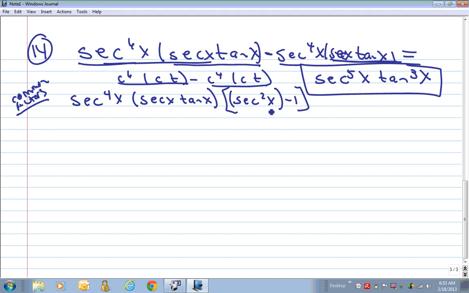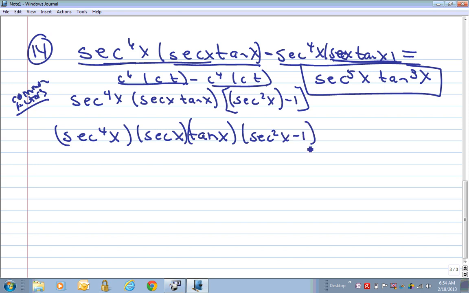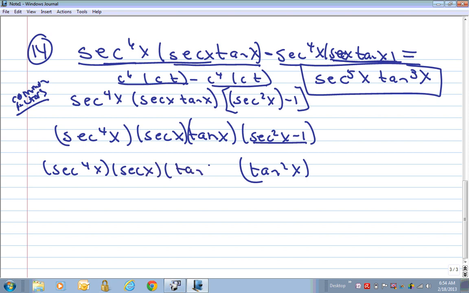Minus 1. Since I can just drop the parentheses, and now I have secant, it's a little hard algebra to look through, to the 4th, I have secant x tan x. I'm going to write them all separate. And then I have secant squared x minus 1. All right, so what do I have here? Secant squared x minus 1 is actually tan squared x. So now I have tan squared x plus all of this stuff. I'll rewrite it. Secant to the 4th x, secant x, tan x.